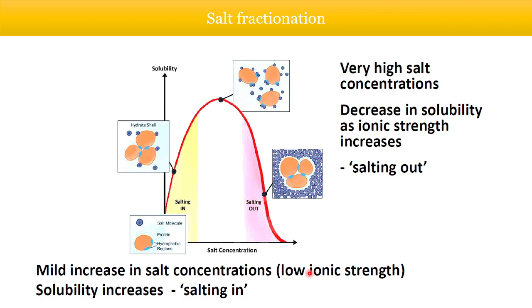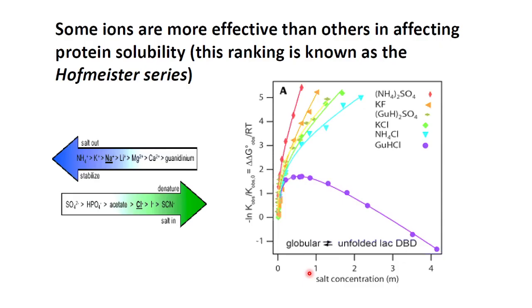So there is an optimal. You have to do these optimizations when you are doing research. Only at an optimum salt concentration, at an optimum ionic strength, your protein is soluble, and it shows highest solubility at a particular point or at a particular concentration of salt. You need to maintain that to keep your protein in the soluble fraction. Now there are some ions that are more effective than others in affecting protein solubility. The ranking of these particular ions is laid out in the Hofmeister series.